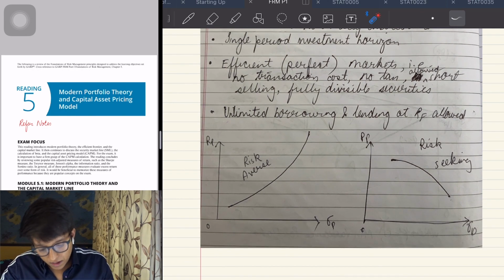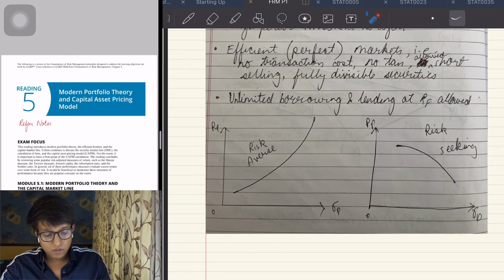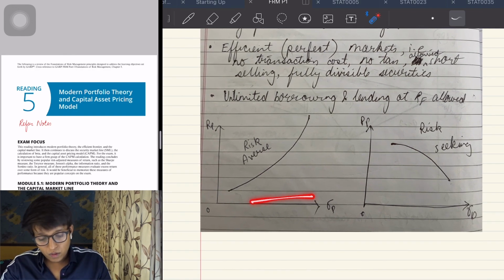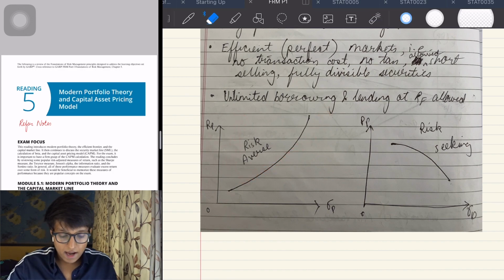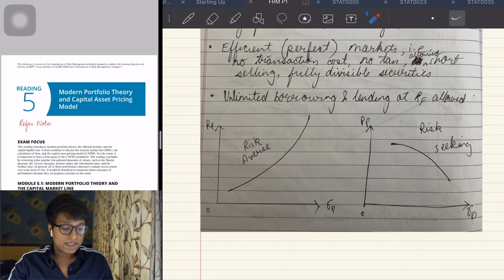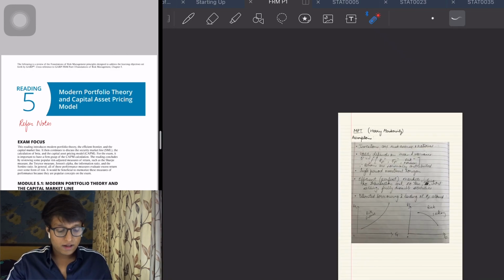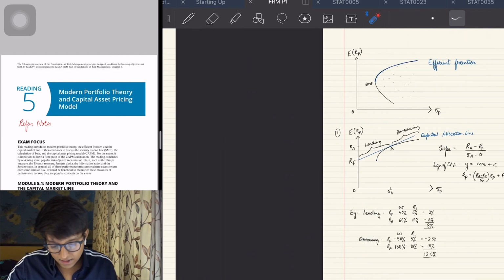Now, risk averse would be that if someone takes more risk, they will want to earn a higher return, so this is a risk averseness profile. And on the other hand, the opposite would be risk seeking, that a person wants to take more risk, and even if he gets a little lesser return, he doesn't mind. It's a little stupid, I know, I understand, but that's how it is.